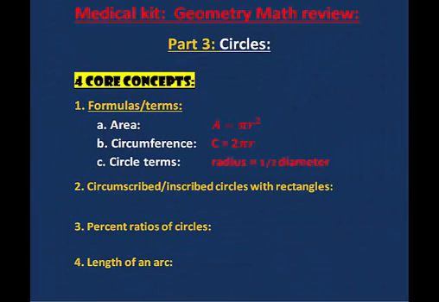We are back again for some more medical math review under geometry. It's part 3 today. Today we'll deal with circles. As usual, quick review of what we'll do. Talk about the 4 key concepts for circles on ACT Math. 1, 2, 3, 4. Talk about each one.